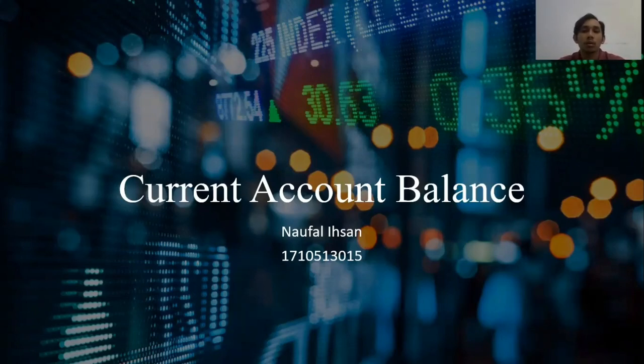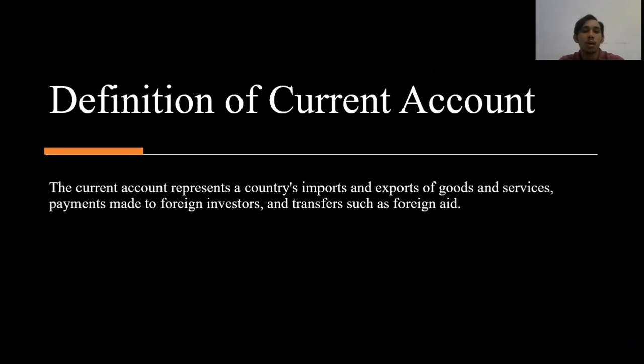So today I am going to explain about the current account balance. First, we start from the definition of the current account balance. The current account represents a country's import and export of goods and services, payments made to foreign investors, and transfers such as foreign debt.